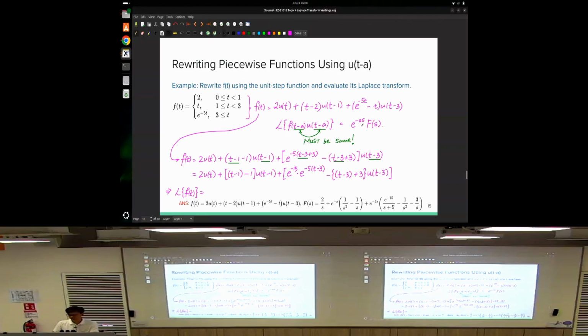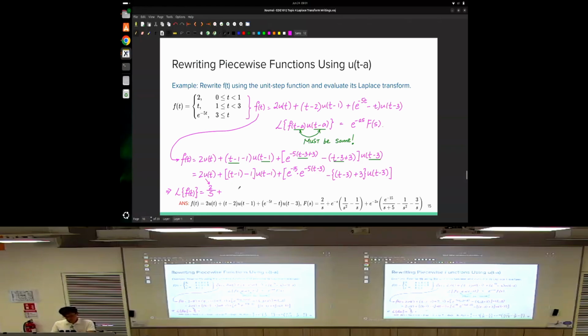Okay, but what's F of s? F of s is just the Laplace transform of 2. So therefore it is just 2 over s. So this is the first term after Laplace transform. Any objections? Okay, then let's look at the second term. The second term is t minus 1 times u(t minus 1). What is the f of t? f of t is t.